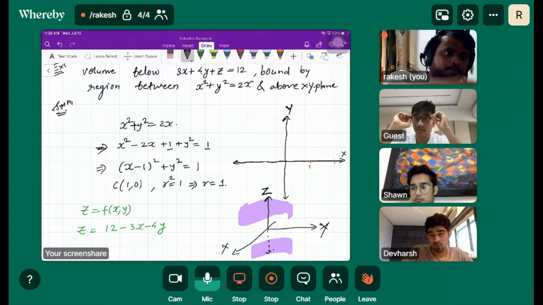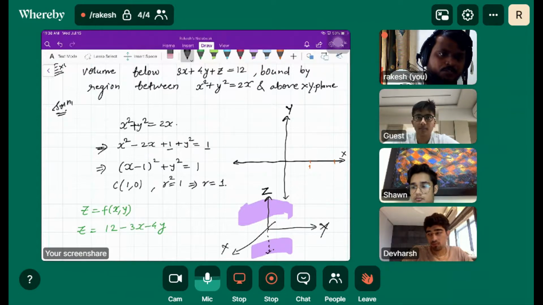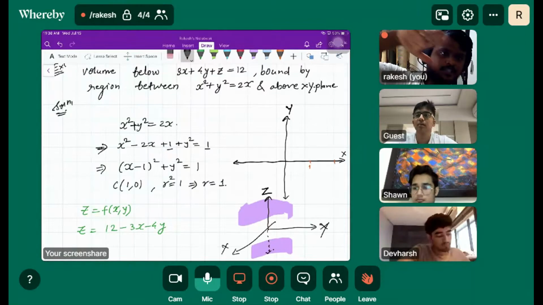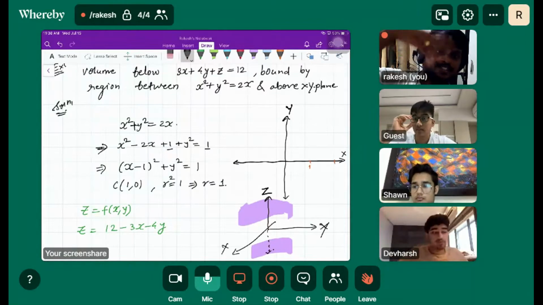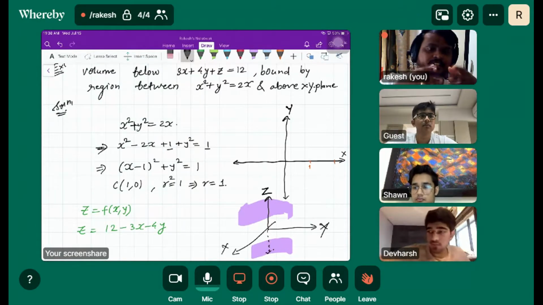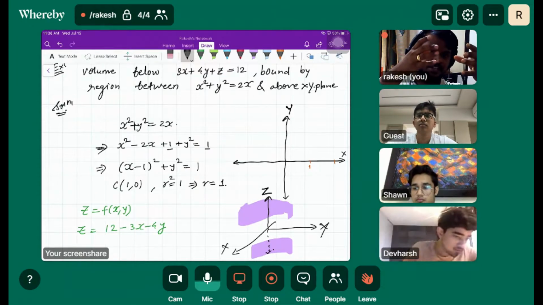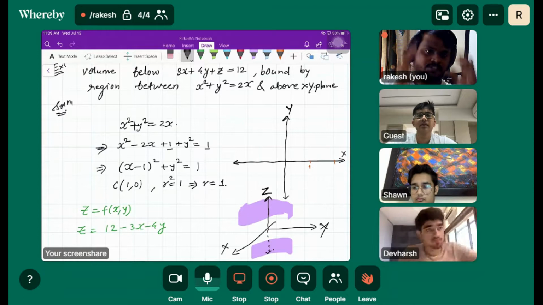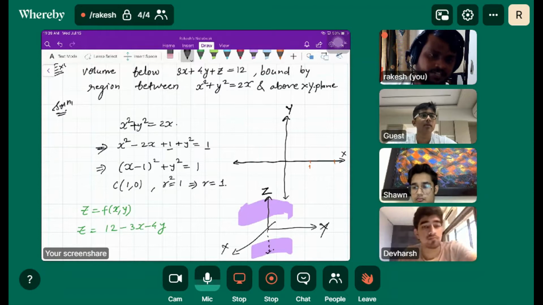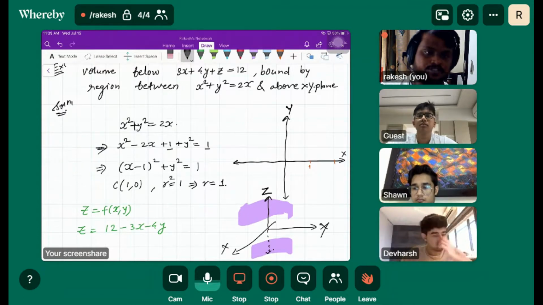The plane could be below, in the negative z direction, or it could be in the positive z direction. But what we are interested in is the region, the part above the region, because they have said above the XY plane. So we have to draw the region.